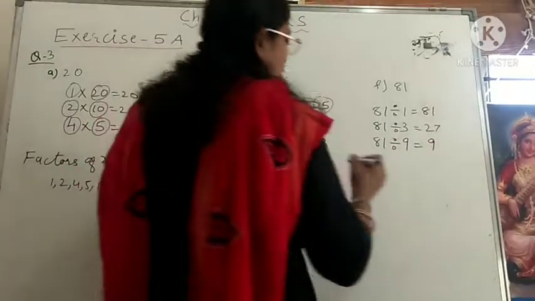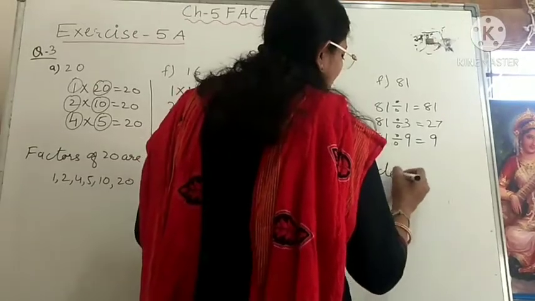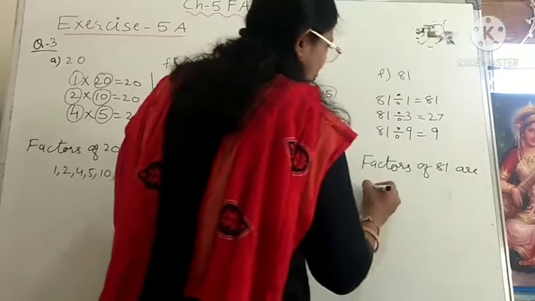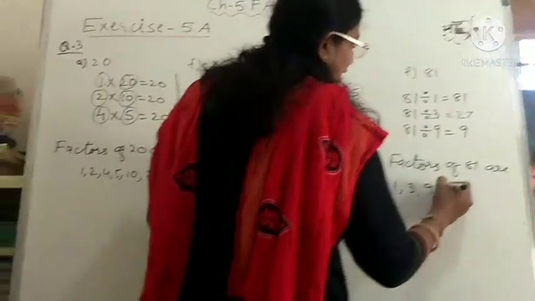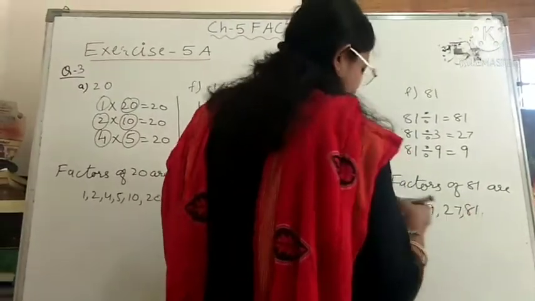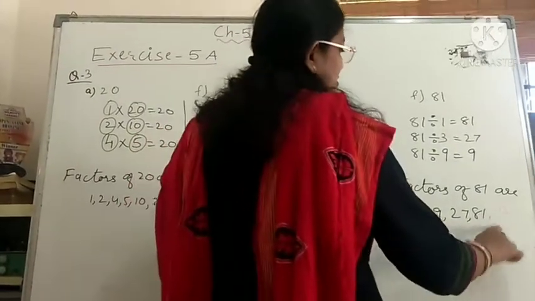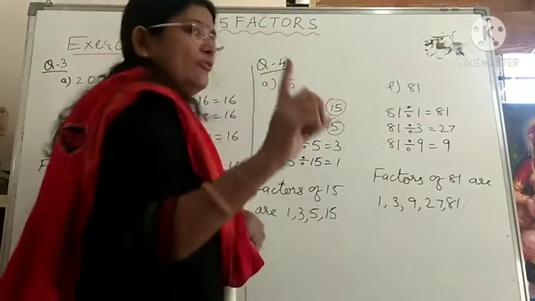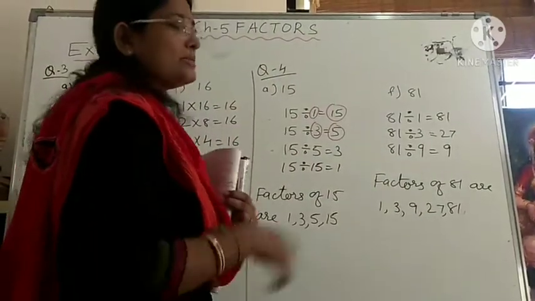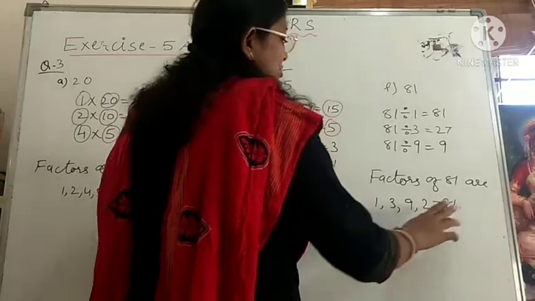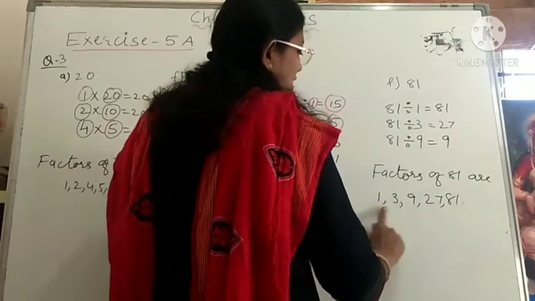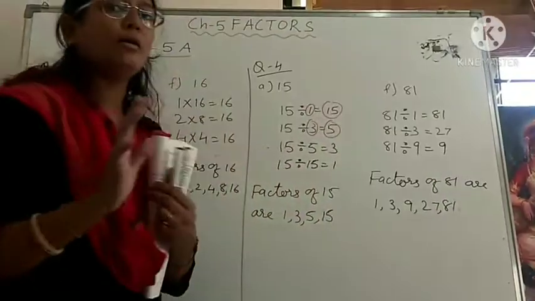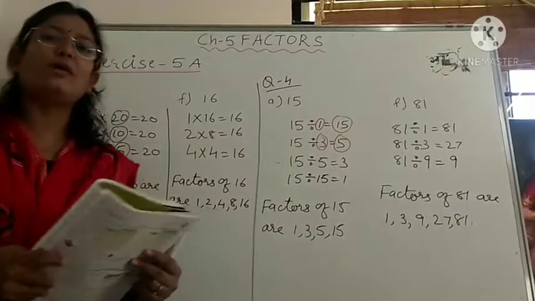Now what you will do? We will write the factors of 81: 1, 3, 9, 27, 81. See here also 9 and 9 are there, but I have written in the answer only one 9. You don't have to repeat the same number twice. So the factors of 81 are 1, 3, 9, 27 and 81. This is the division method to find the factors.